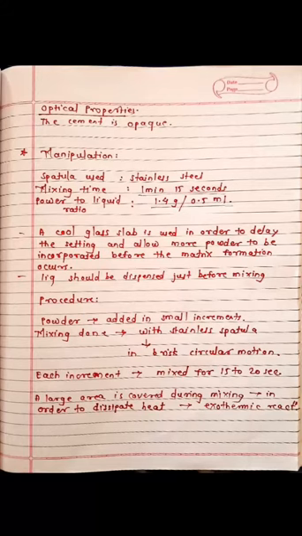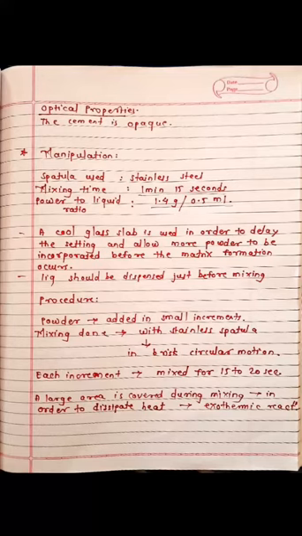What are the instruments taken for the manipulation of zinc phosphate cement? We need a stainless steel spatula, we need a glass slab, we need the powder and liquid system of the zinc phosphate cement. A cool glass slab is used in order to delay the setting and allow more powder to be incorporated before the matrix formation occurs. Liquid should be dispensed just before the mixing.